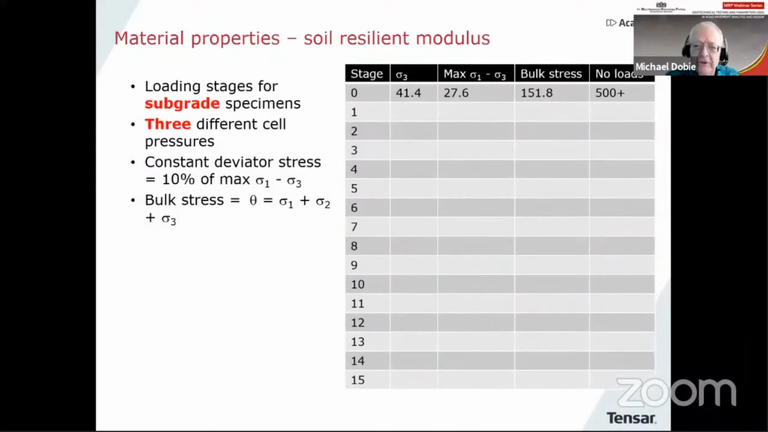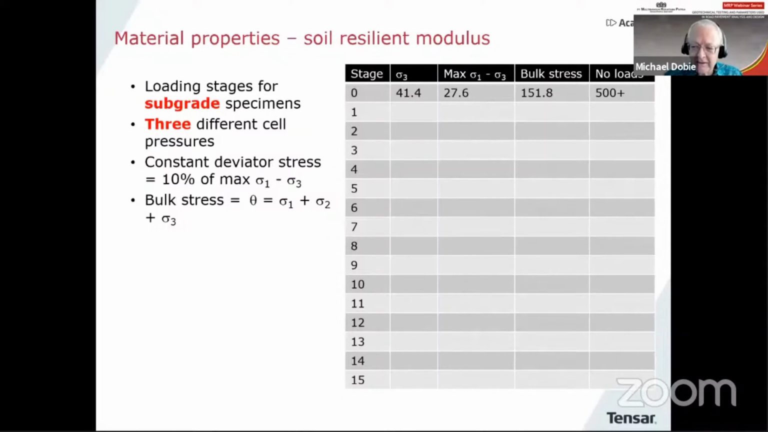So here is a tabulation of the loading procedure for subgrade specimens, so that's finer soils generally. It'll be done at 3 different cell pressures with an increasing deviator stress in each case. So you can see there, I've written down the 16 stages, but I've called the conditioning one stage number 0. And in each case, you'll see there is a value for the confining stress, sigma 3, the maximum deviator stress and the bulk stress that comes out of that, and the number of load cycles. So I'll just show you what they look like.